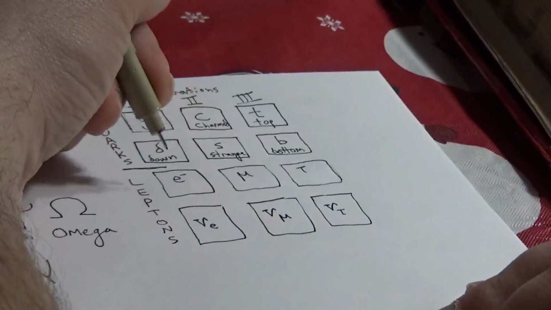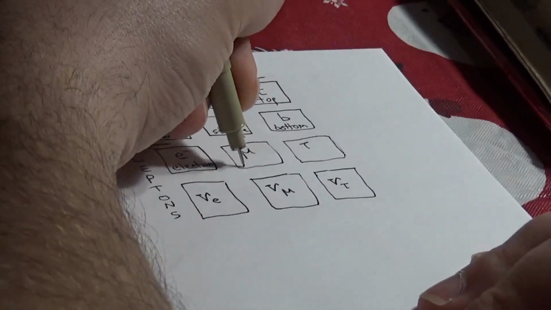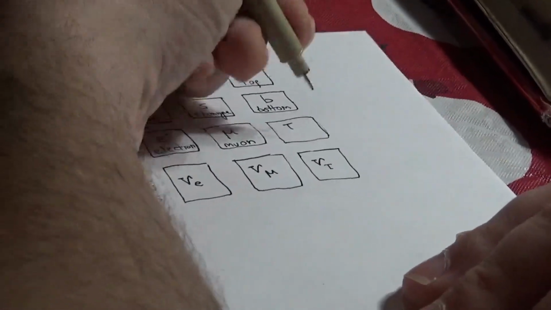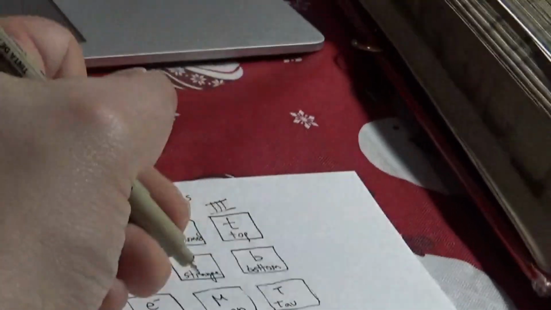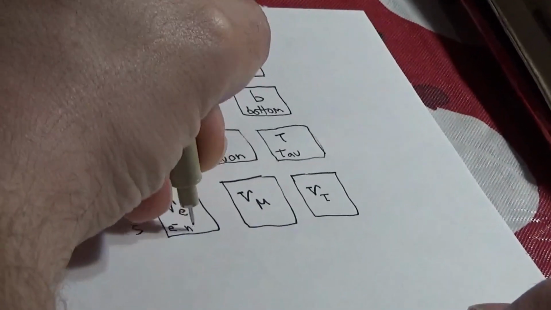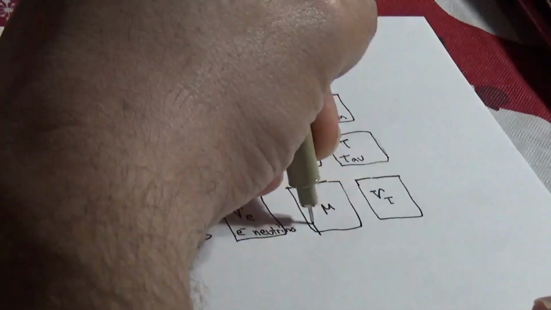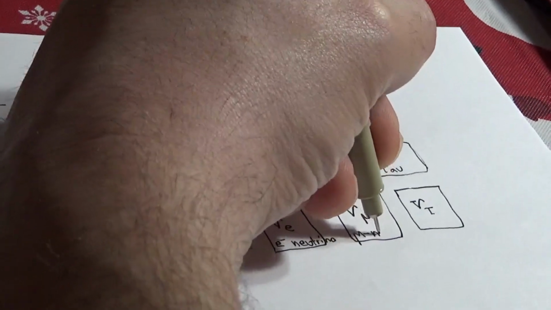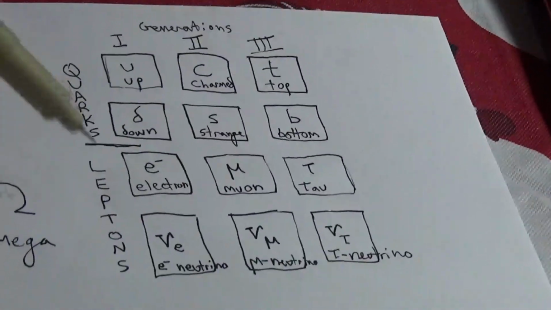Okay, so what do we got here? We got the electron. Maybe you heard of that before. And then this one's the muon, or the mu particle. And then we have the tau particle. All right, and then finally, we have the electron neutrino. Then we have the mu neutrino and the tau neutrino. And thus you have the particles that everything is made of.